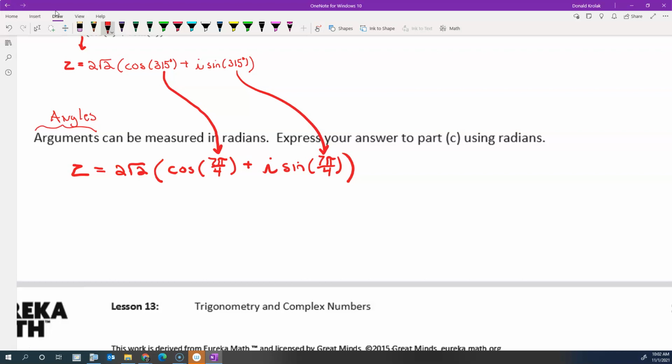Now, if it's something that isn't on your unit circle, let's say it was 305 degrees instead, and you needed to convert that into radians. Well, the way you convert it is 305 degrees over x radians equals 180 degrees over pi radians. And you just solve that proportion.